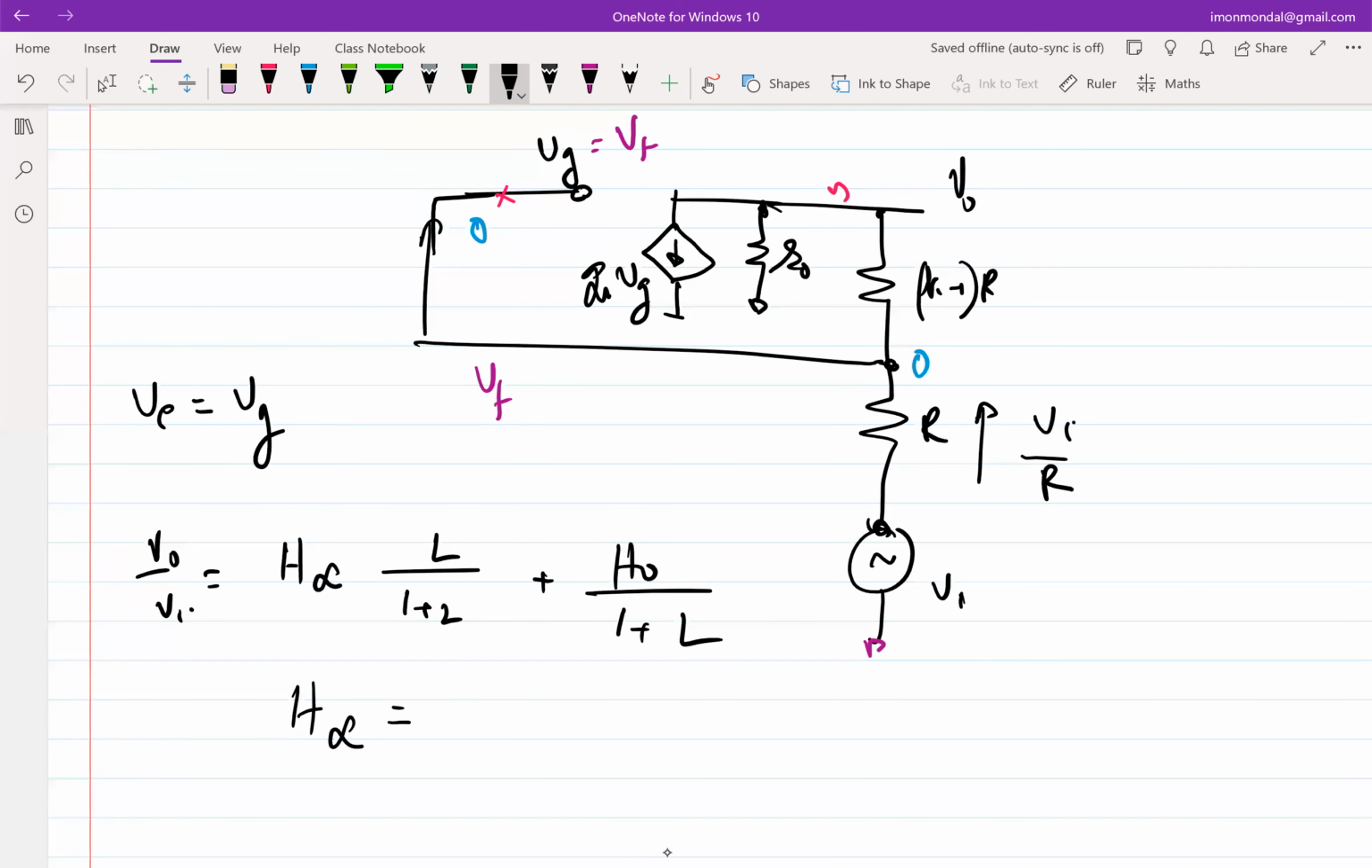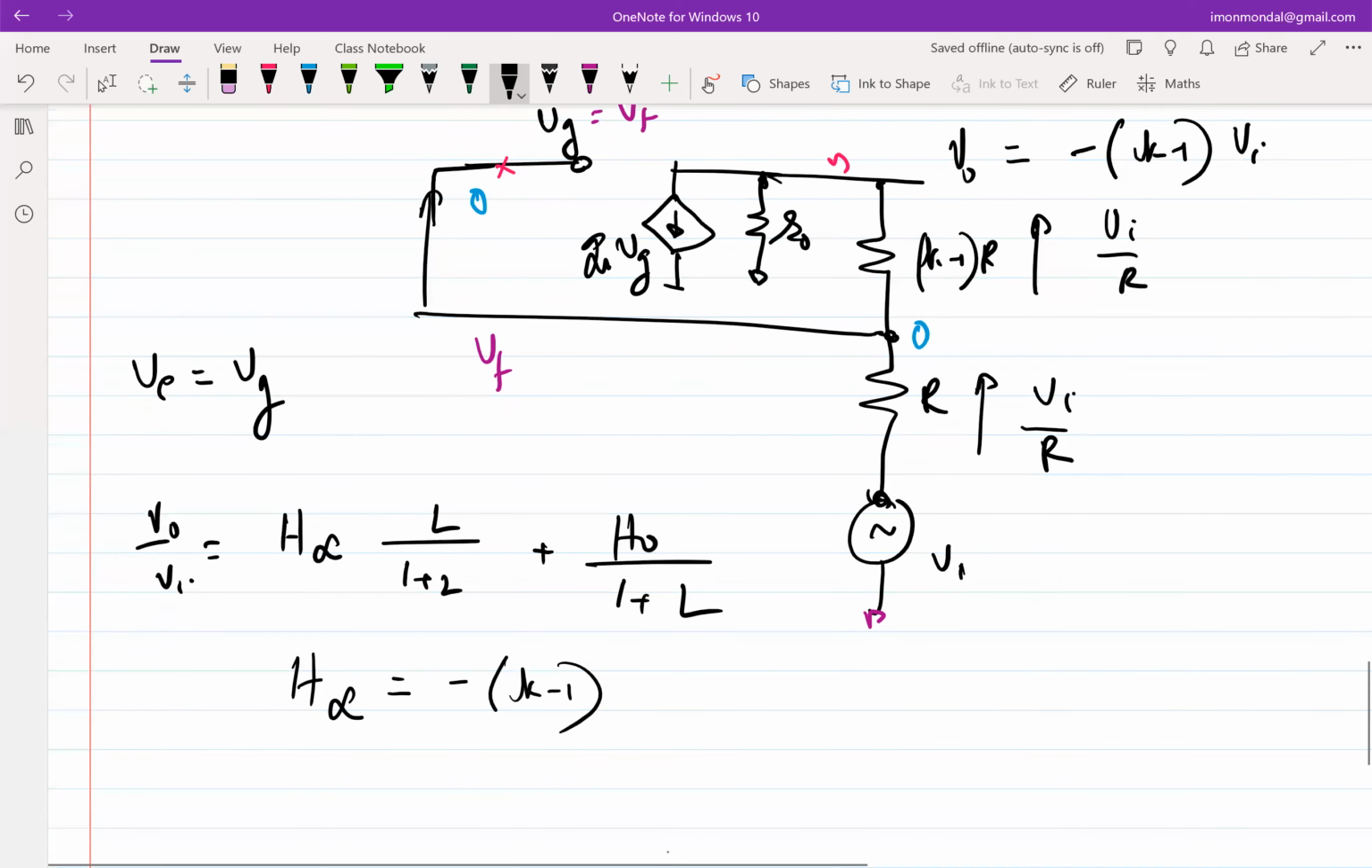Vi upon R. So what is V naught? This current is Vi upon R, so this voltage will be minus K minus 1 times Vi. Right? I am drawing current out of a 0 voltage, so V naught goes negative. So H infinity becomes minus K minus 1. Okay. So let's see H naught.